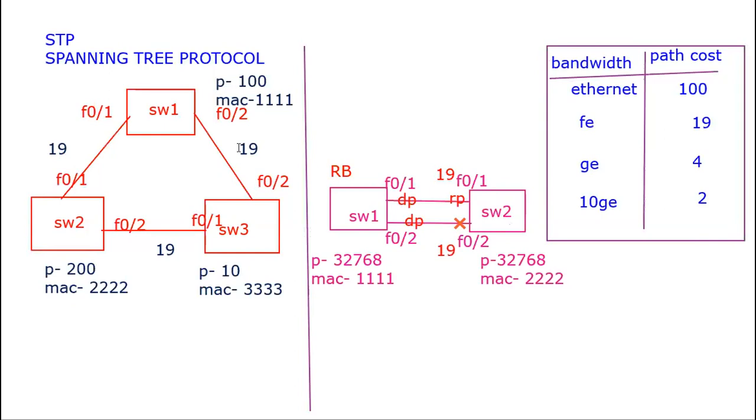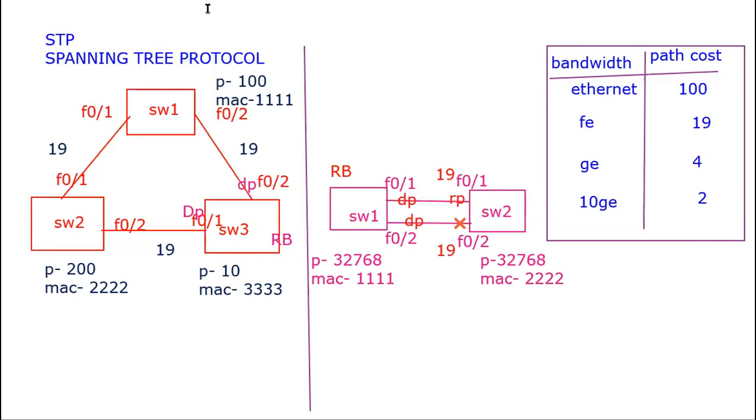Okay, so switch 3 is the root bridge because of the lowest priority. So switch 3 becomes root bridge. Now, as I said, once the root bridge is selected, we know that all the ports of a root bridge are designated ports. So both the ports here are designated ports.